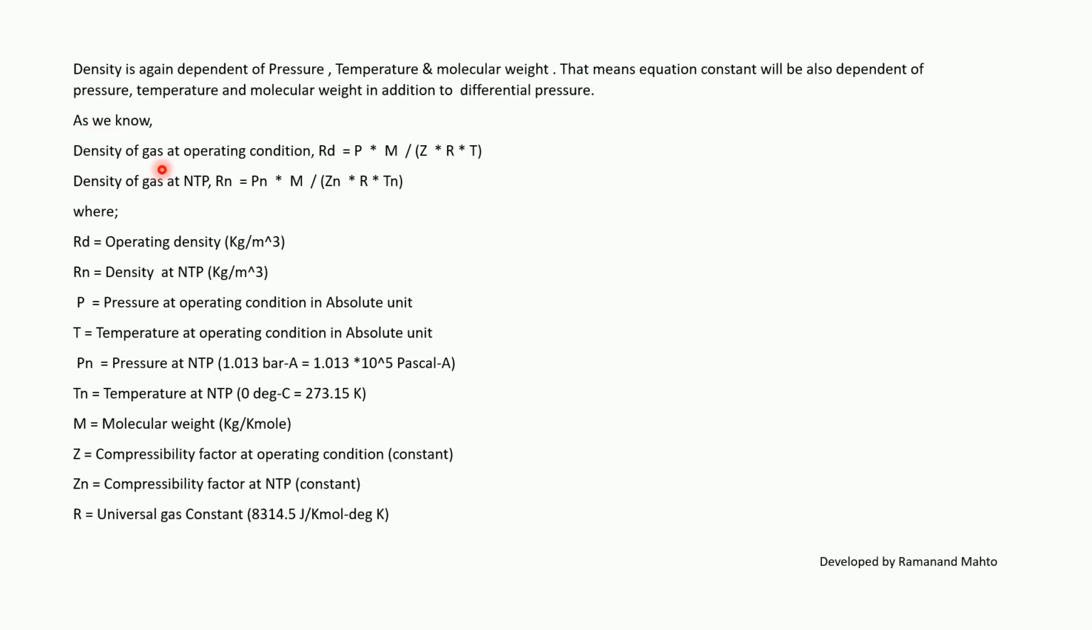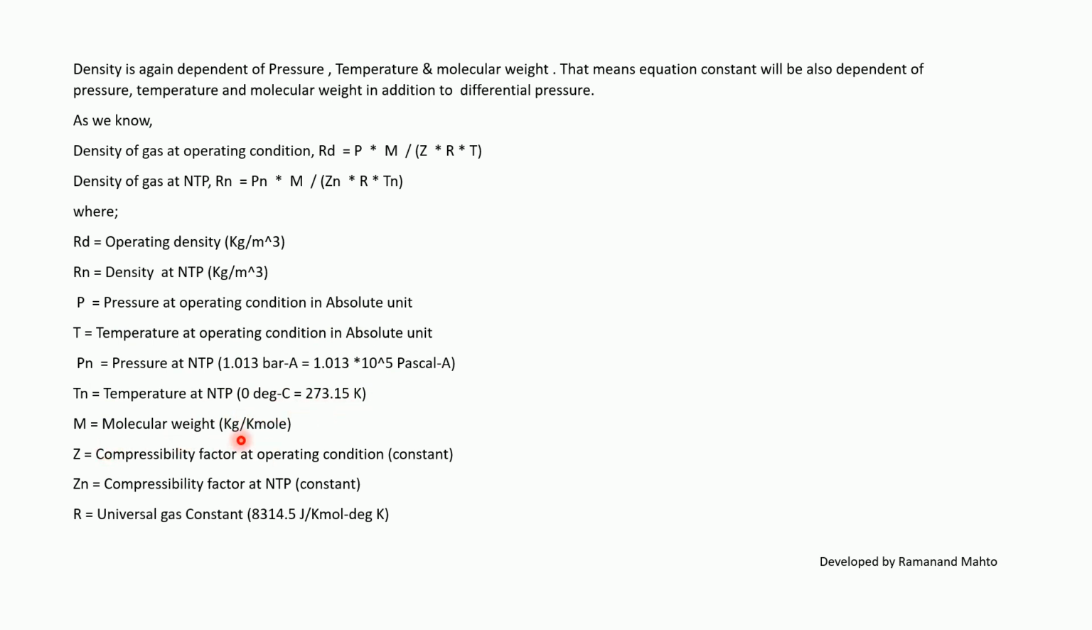Now, as we know, the density of gas at operating condition Rd can be written as P into M upon Z into R into T. Density of gas at NTP, Rn, is equal to Pn into M upon Zn into R into Tn, where Rd is the operating density in kg per meter cube, Rn is the density at NTP in kg per meter cube, P is pressure at operating condition in absolute units, T is temperature at operating condition in absolute units, Pn is pressure at NTP, which is 1.013 bar absolute, equal to 1.013 into 10 to the power 5 Pascal absolute. Tn is temperature at NTP, which is 0 degrees Celsius, equal to 273.15 K.